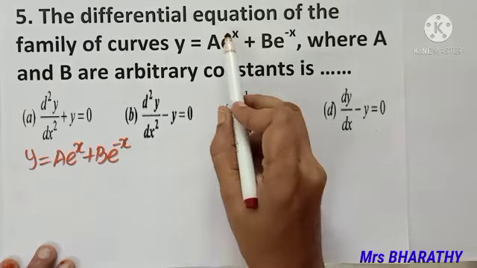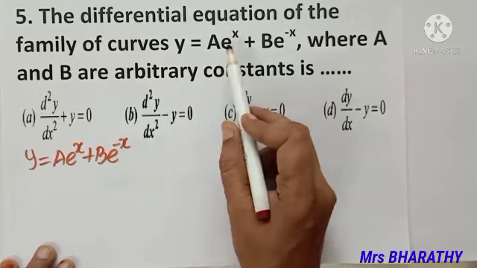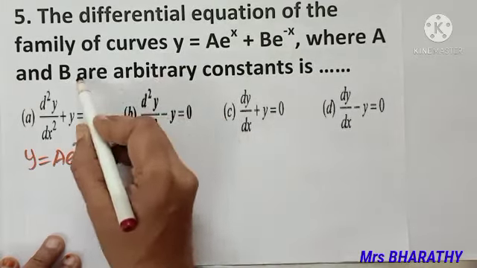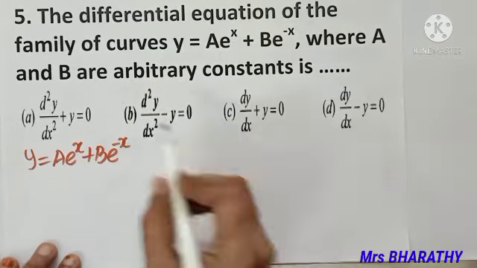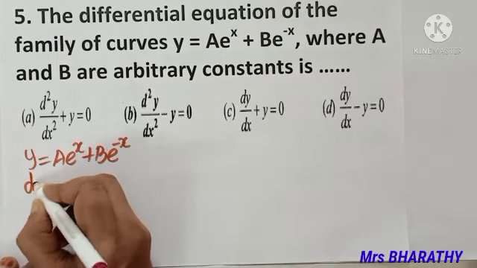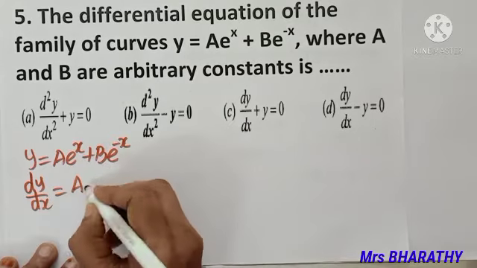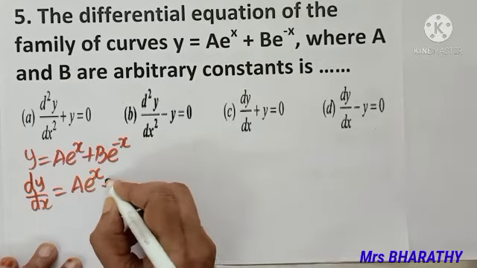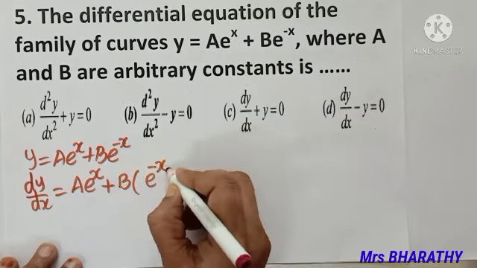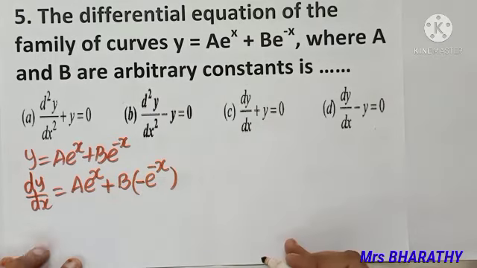Question number 5. The differential equation of the family of curves y equals a e power x plus b e power minus x, where a and b are the arbitrary constants. 2 constants claim us to differentiate twice. y becomes dy by dx, a as it is, e power x derivative e power x, plus b as it is, e power minus x is e power minus x, minus x tells me minus symbol.